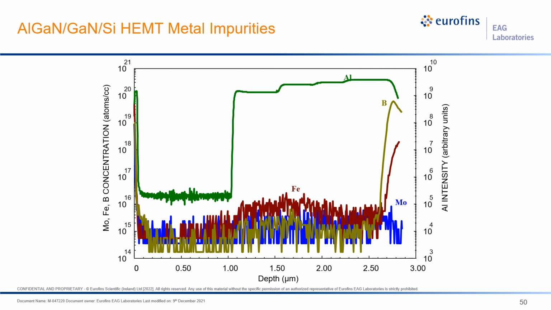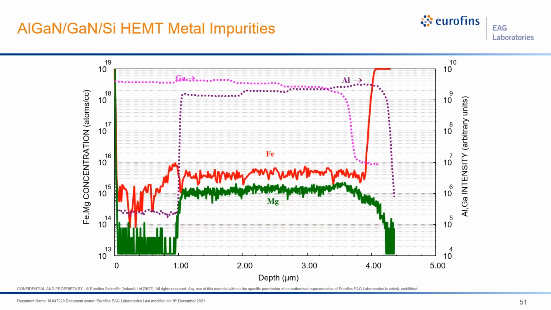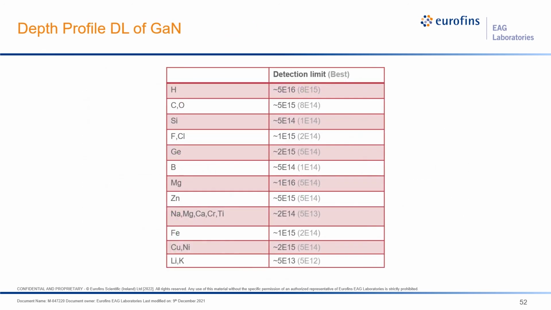Here's an example of boron, iron, moly measurement, and here's an example of magnesium intentionally doped at E15, and because we have an E13 detection limit, we can clearly measure E15 level magnesium. So you have to have the proper metrology to be able to measure these E15 level concentrations as accurately as you can. So this is a detection limit of all the impurities that we measure in gallium nitride material, as we measure all these things in gallium nitride HEMT structures.